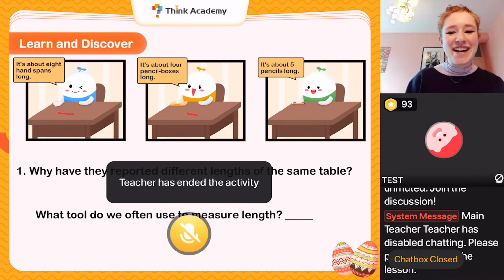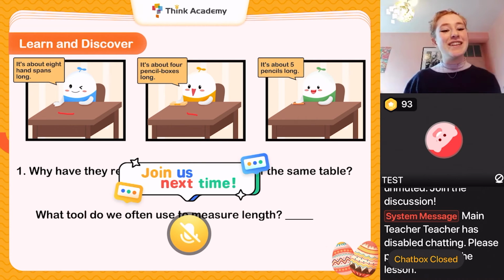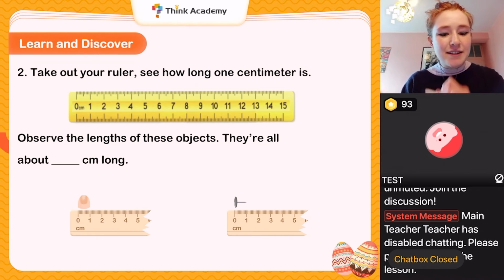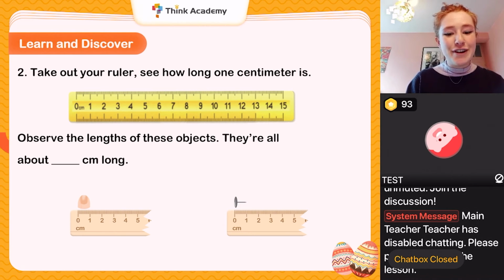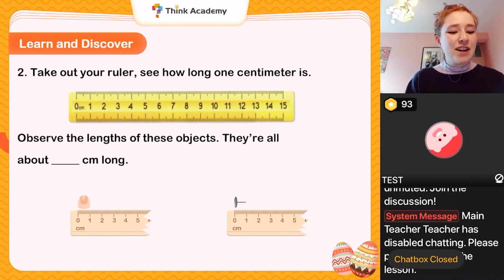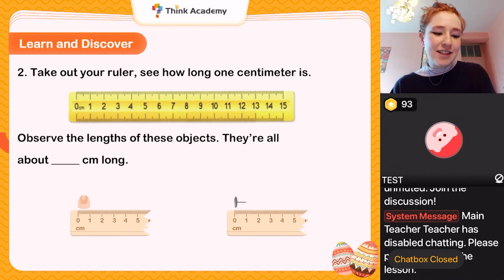Perfect, everyone. Yeah, I heard lots of people shouting ruler for me there, right? We've got our rulers. That's a tool that we often use to measure length. Okay, so let's look and learn a little bit more about the ruler. So here it says, take out your rulers. So if anyone's got a ruler with them, I'd like you to take it out for me, get it ready, okay? And it asks us to look at how long 1 centimetre is.